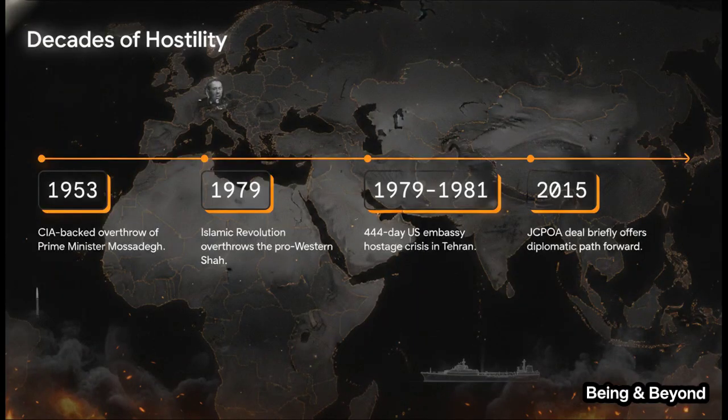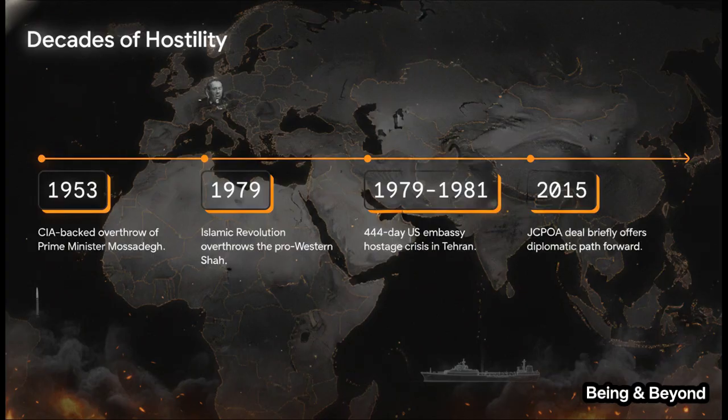The decisive rupture really hit in 1953, with a CIA-backed coup that removed Iran's Prime Minister Mohammad Mossadegh after he tried to nationalize the country's oil industry. In Iranian political memory, that operation became the absolute, defining proof of foreign manipulation.